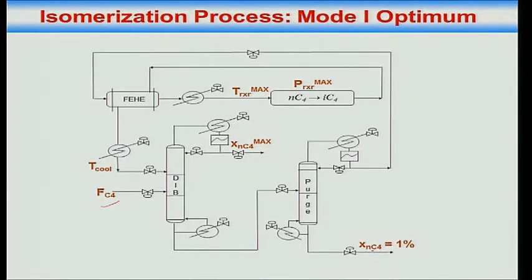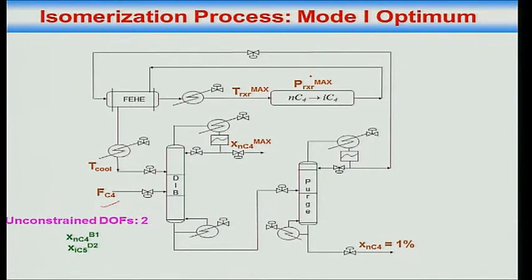So I am saying, we will not allow NC4 to go beyond 1%. We'll just fix it, because that's an indirect way of imposing an economic constraint. Ensure that too much NC4 doesn't leak down the bottoms. So how many things have been specified? 1, 2, 3, 4, 5, 6. What's left? 2 degrees of freedom are left, right? Unconstrained degrees of freedom: 2.